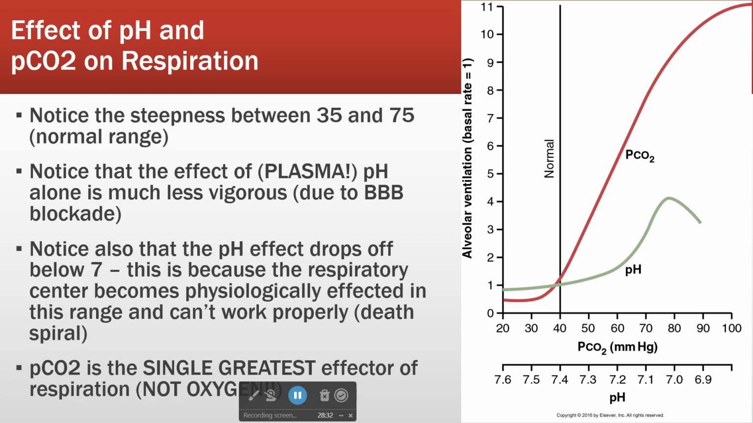So in terms of respiratory rate, PCO2 is the greatest effector of respiration, not oxygen. Even greater than PCO2 at the DRG directly is pH, is H+.